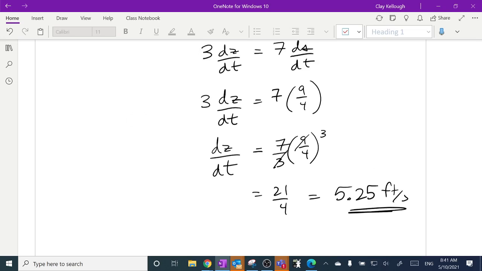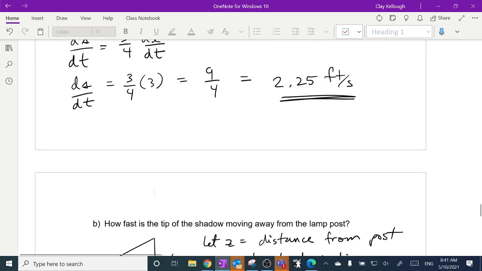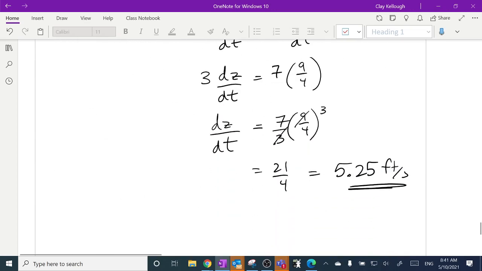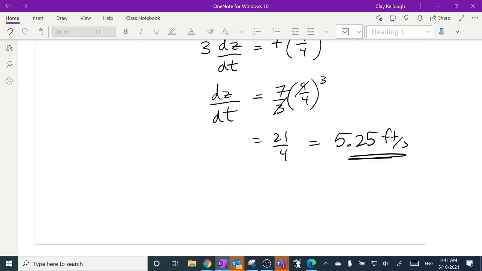Did I say on the last one it was feet per second, or did I say meters per second? No, I did say feet per second. Okay, phew. Don't lose a half a mark for using the wrong unit. And there we go. That's the last type.